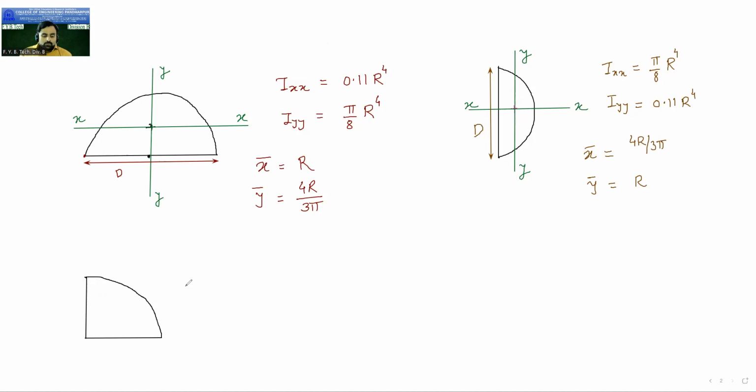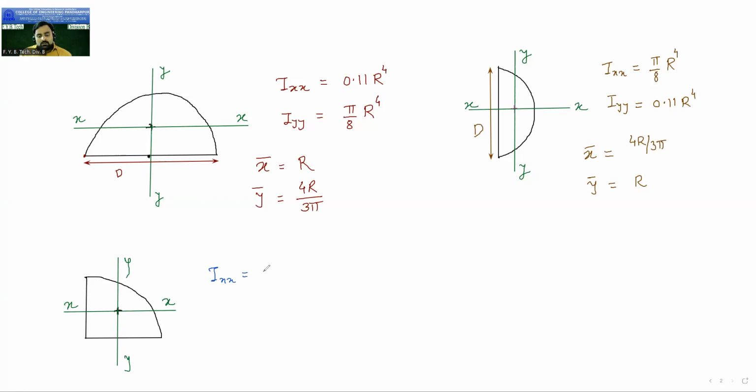Okay. So this is the quarter circle. Now the centroid of this figure may be situated somewhere here. And now x bar and y bar, if I draw the axis, this is the y axis. This is x axis. X and y.